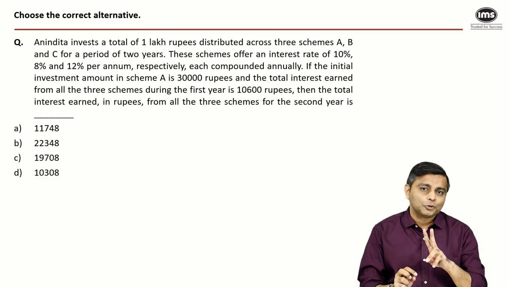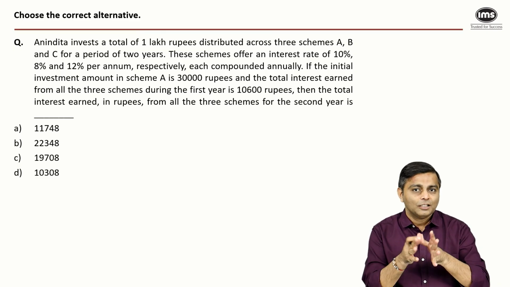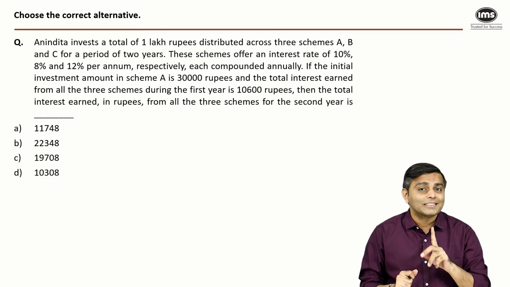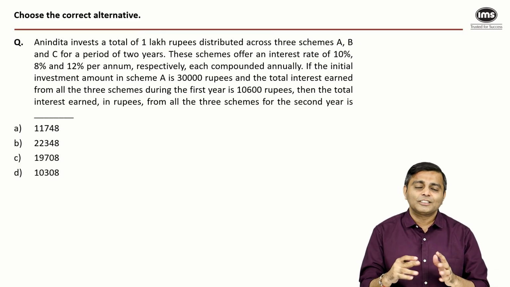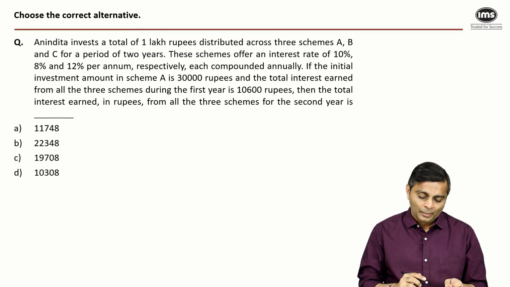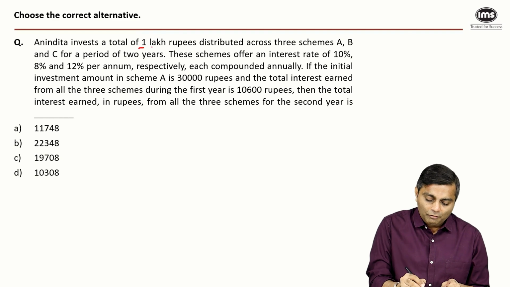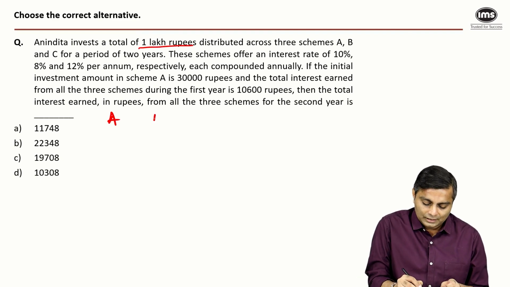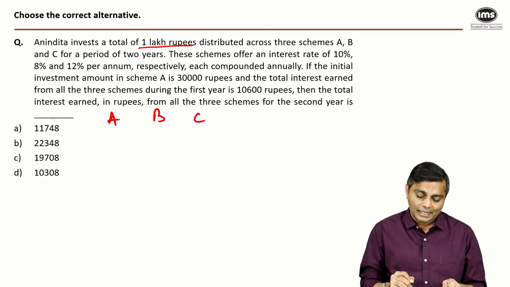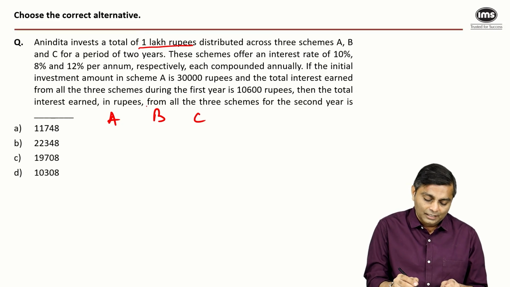However, I have two approaches to solve this question. One is the normal calculative approach, but yes, there is a shortcut also. We'll discuss both the approaches. First, let's discuss the normal approach. Anindita has invested a total of 1 lakh rupees in 3 schemes ABC. Let's write this as A, B and C. Total is 1 lakh. She has invested 30,000 in scheme A.